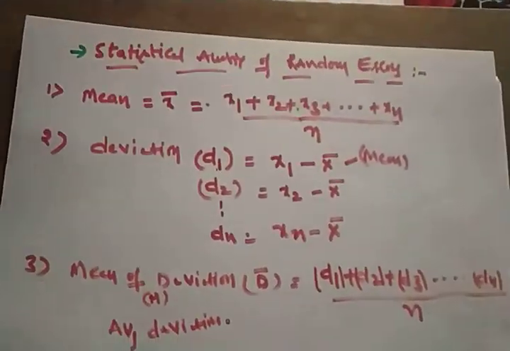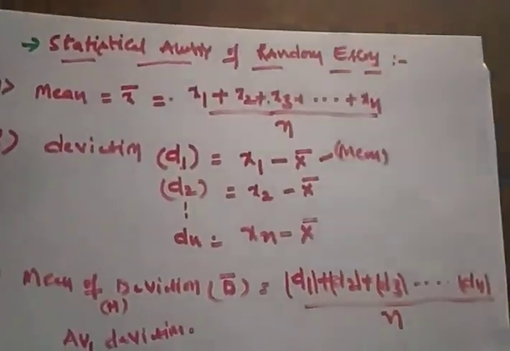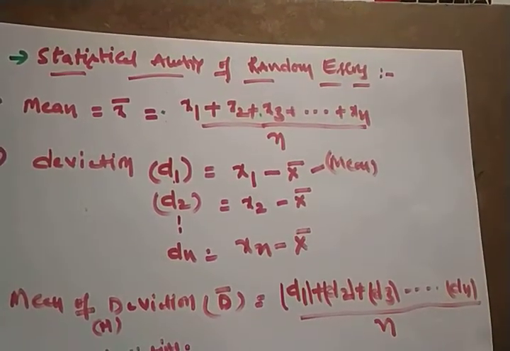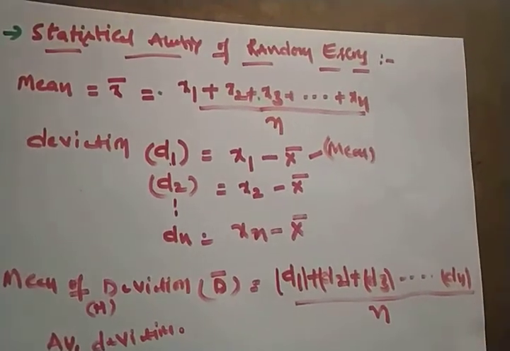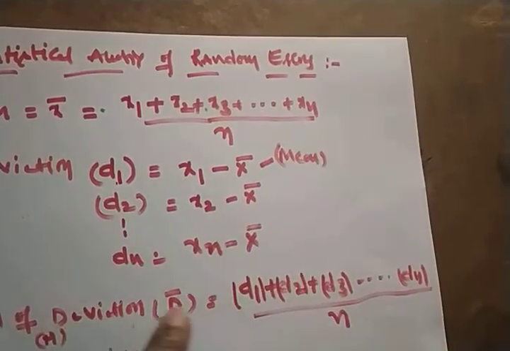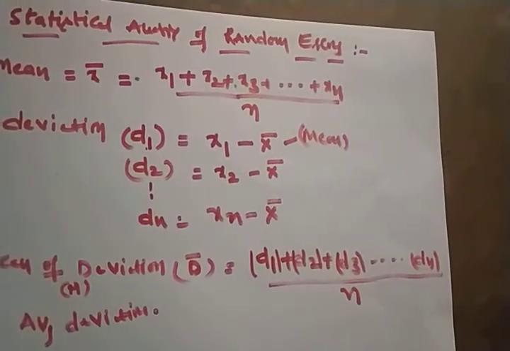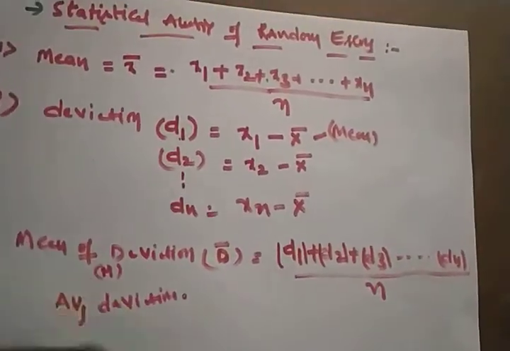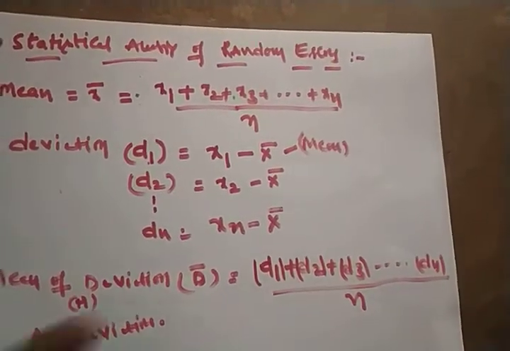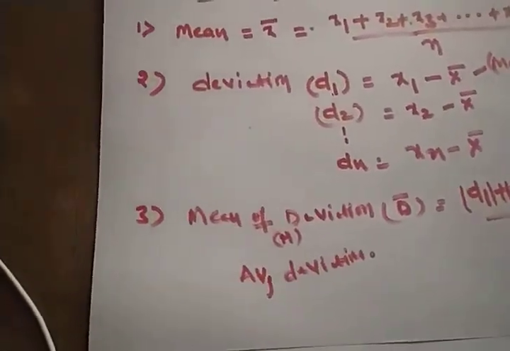Alright? So statistical analysis is formula based, to reduce these random errors. The first one is the mean value: the readings x1, x2, x3 and so on up to xn, divided by n. The deviation: the first deviation is x1 minus x bar, D2 is x2 minus x bar, Dn is xn minus x bar. Now, the mean of deviation, or average deviation, is d1 plus d2 plus d3 and so on up to dn, divided by n. I hope you understand. I'll go to another formula.